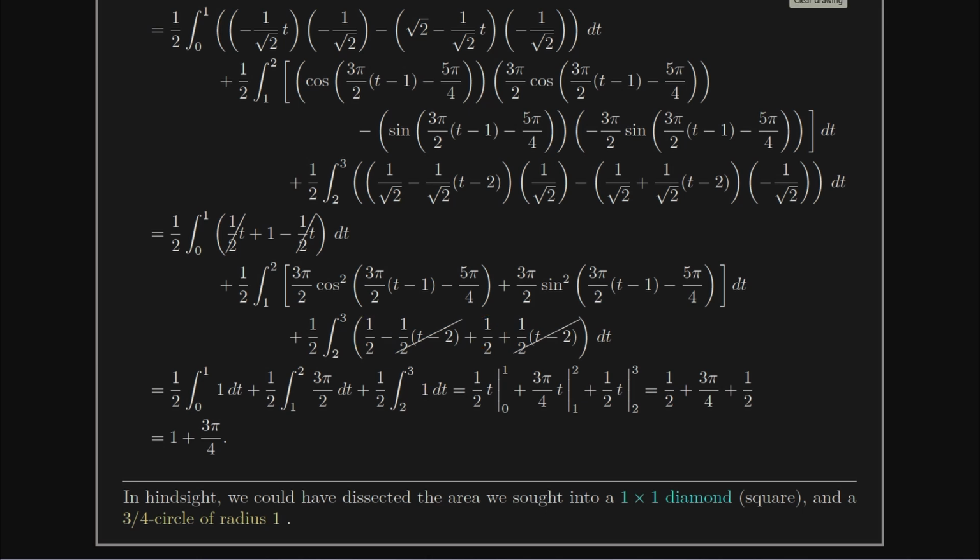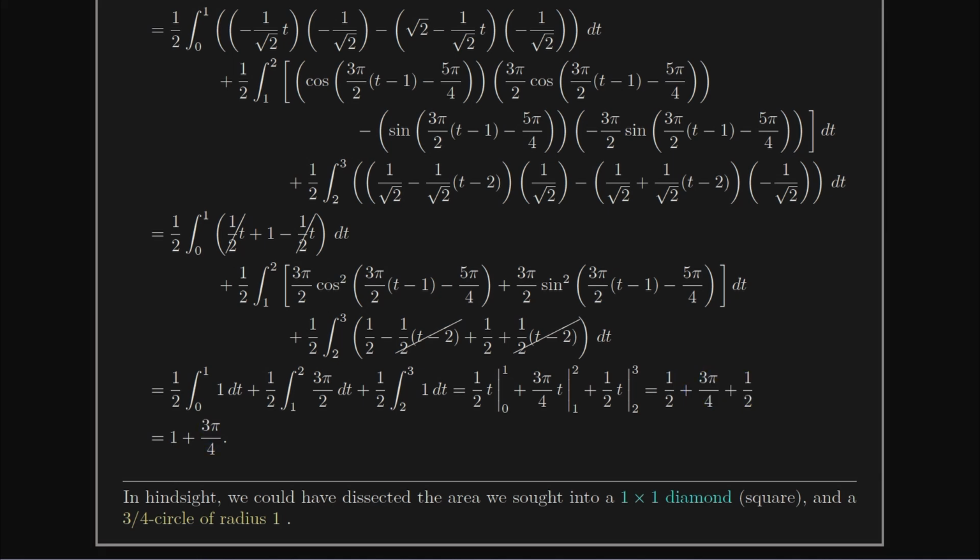So these really do simplify quite nicely if somebody like me is your professor and gives you a good parametric region to calculate the area over. Now we're just going to have 1/2 the integral 0 to 1 of 1 dt. That was the first time window. 1/2 integral 1 to 2, 3/2 dt. Second time window, 1/2 integral 2 to 3, 1 dt. Third time window, compute the antiderivative on the bounds of each of those. You get 1/2 plus 3 pi over 4 plus 1/2, also known as 1 plus 3 pi over 4.